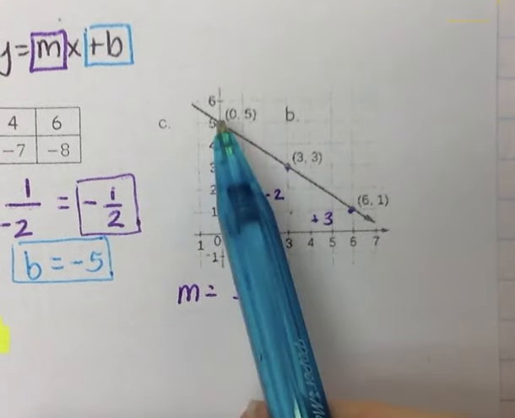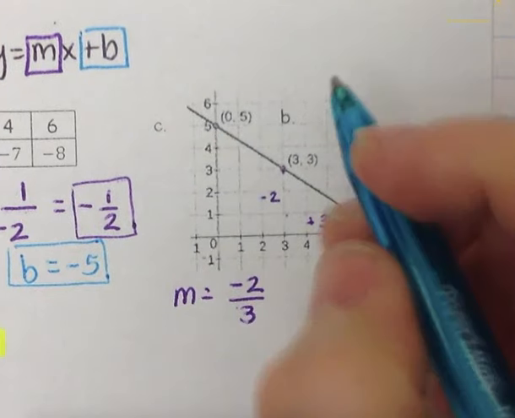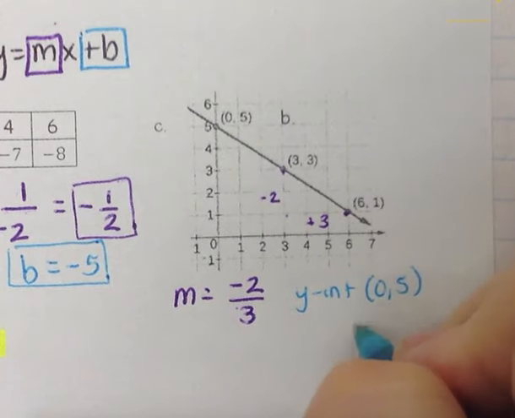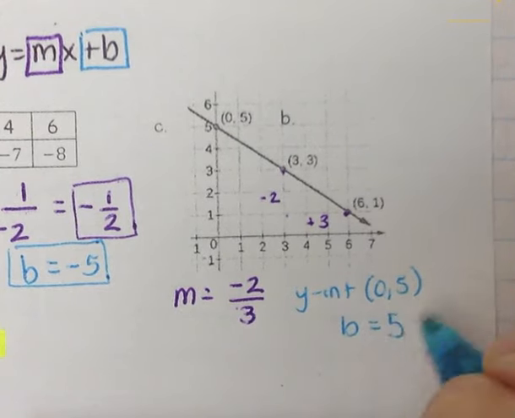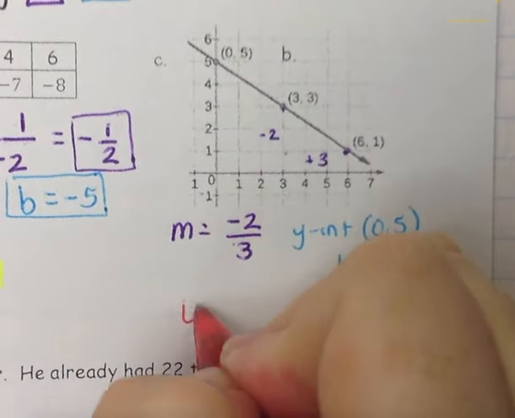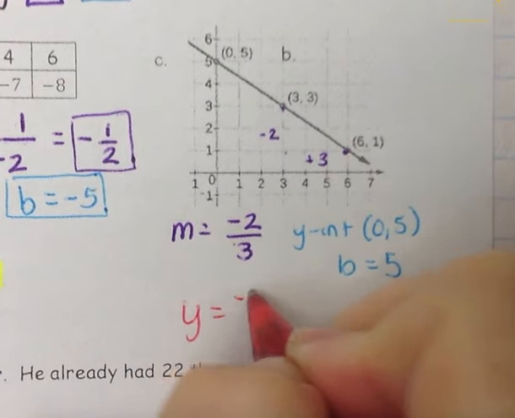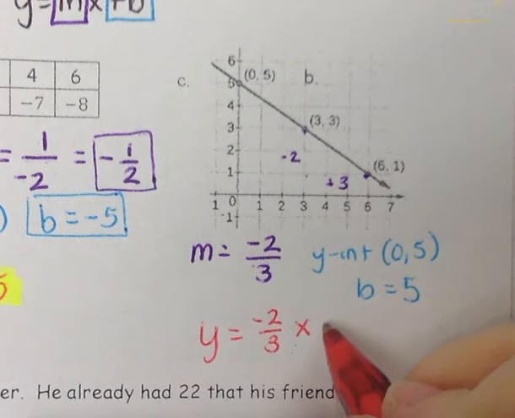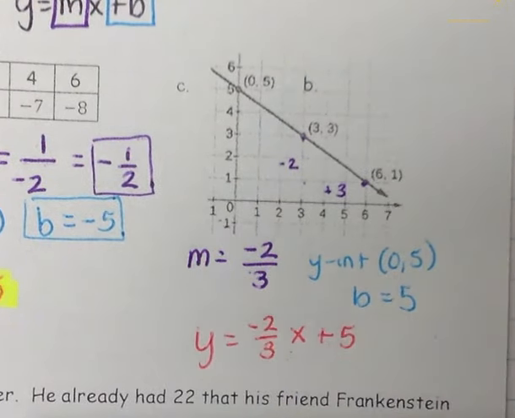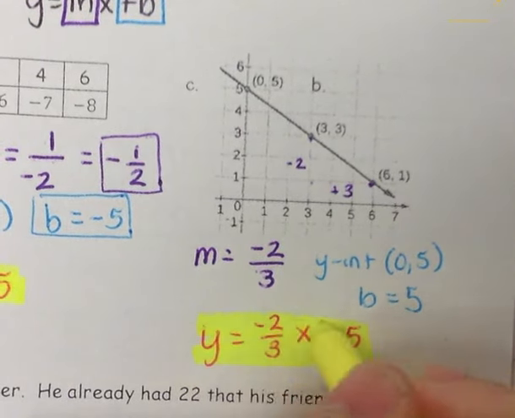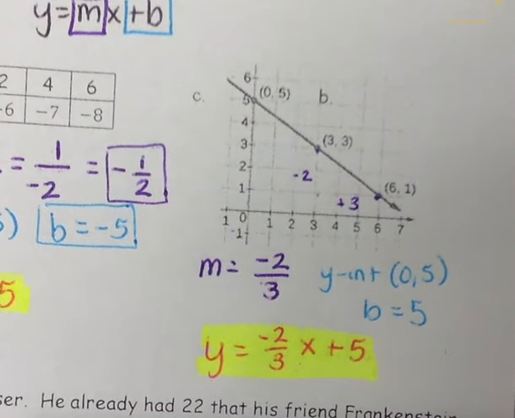On this graph, we have where it crosses the y-axis at 0, 5. So our y-intercept is at 0, 5. That tells us that our b value is equal to a +5. Since we have both the m and the b, our equation is y equals m, -2 over 3, x plus b. So our b is +5, so we'll put plus that 5. This is the equation of our line on our graph. So you have 3 representations. You have it from 2 coordinates, you have it from a table, and you have it from a graph.